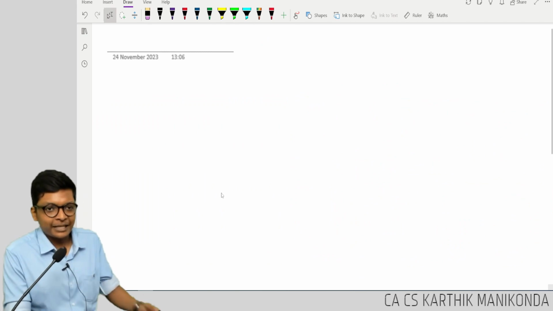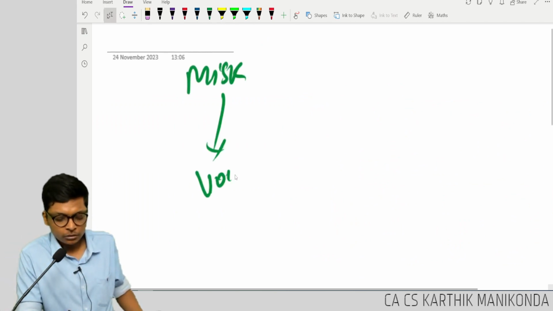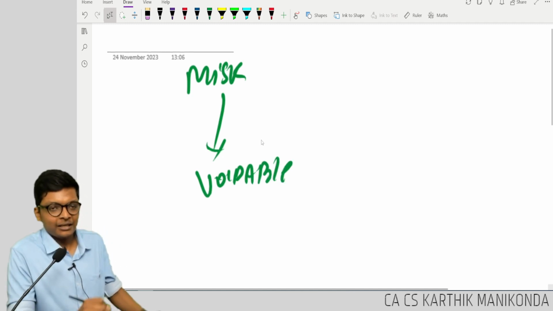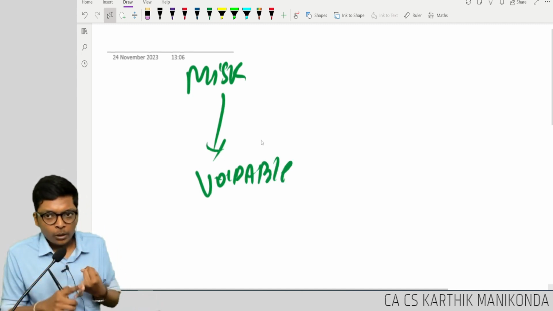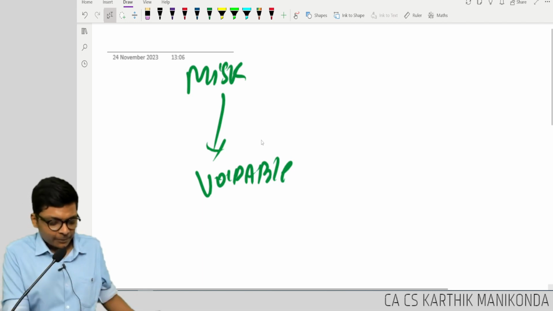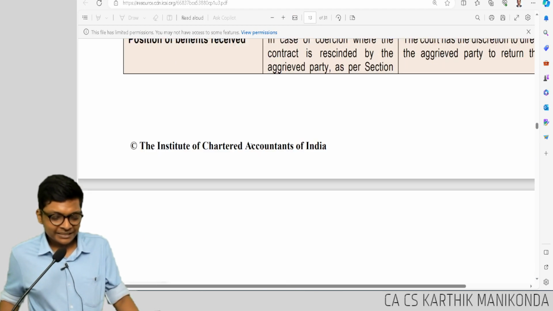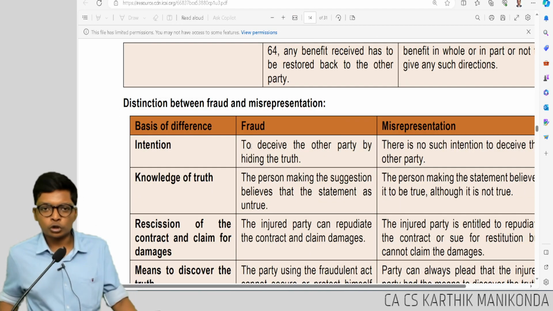Very simple, nothing great over there. If there is a misrepresentation, contract becomes voidable. It's not only that. If it's fraud, coercion, undue influence or misrepresentation, contract becomes voidable. Now last one, in case of mistake, guys, this difference all you will go through.